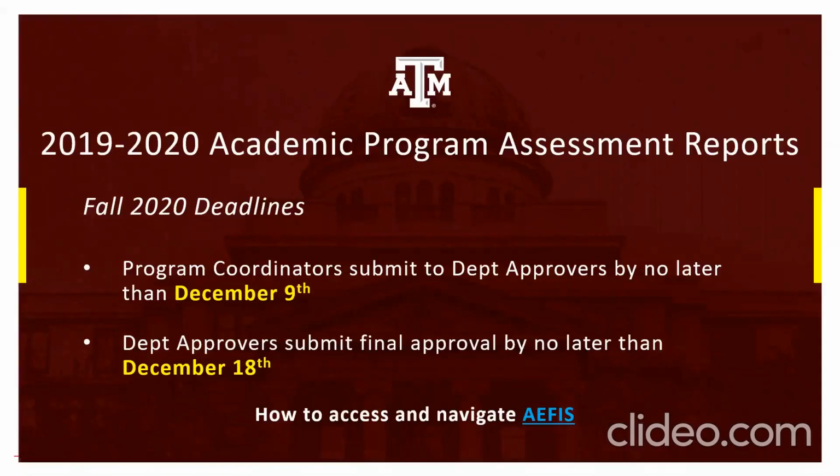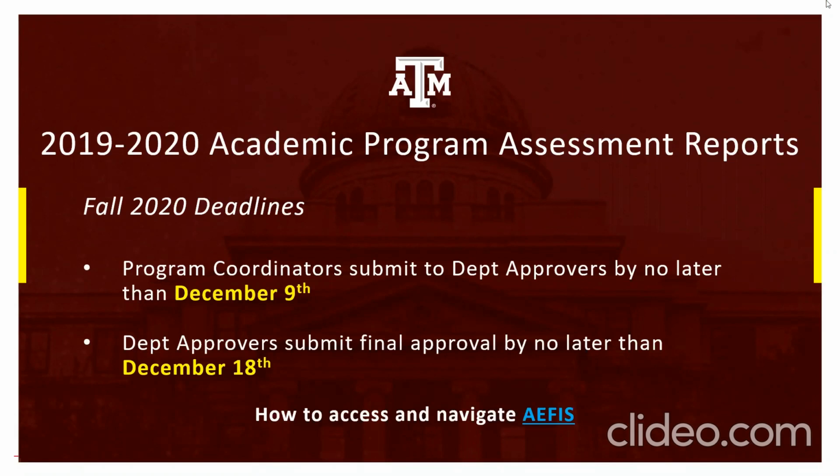Every year, academic programs at Texas A&M University and branch campuses collect data and report results for annual program assessment purposes. As a department head or designated department approver, your role in this process is to make a final quality check of these program assessment reports before they are submitted to OIE&E for final review.